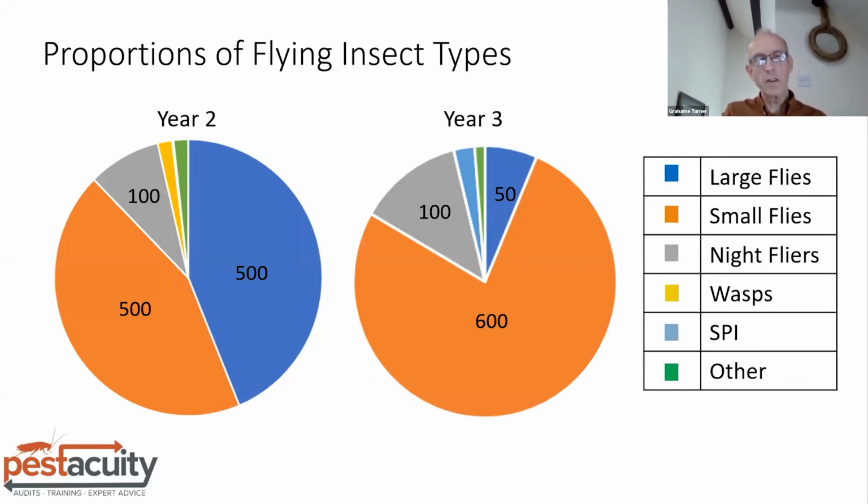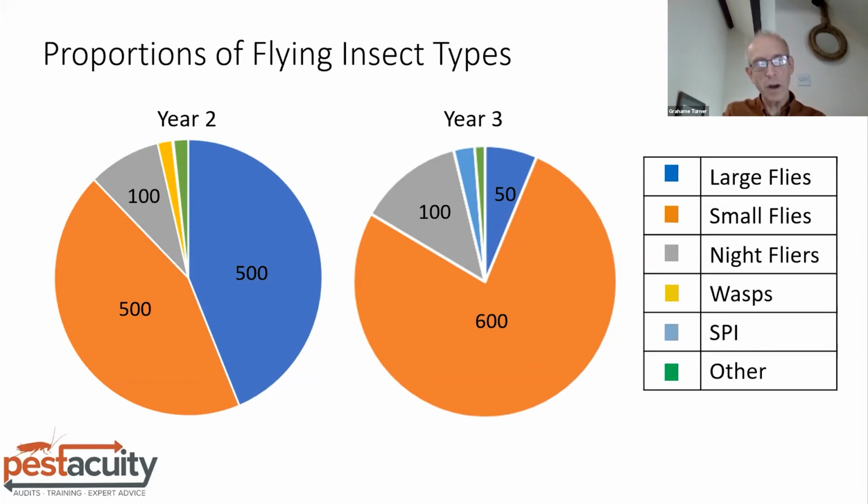So we look at year 2, we've got 500 large flies, 500 small flies. We move on to year 3, having implemented the EFK in the goods in, and you can see those large flies have gone right down, gone down to 50. So that's had a good impact in catching the flies before they get through to the production area. And you've got 600 small flies, so they've gone up a little bit. We can now focus on getting rid of those. And obviously the doors are still being left open a bit at night, so we need to work on those as well.